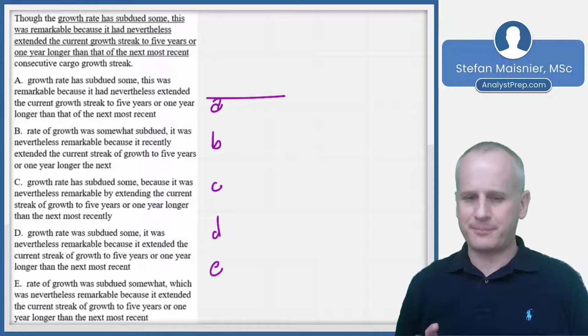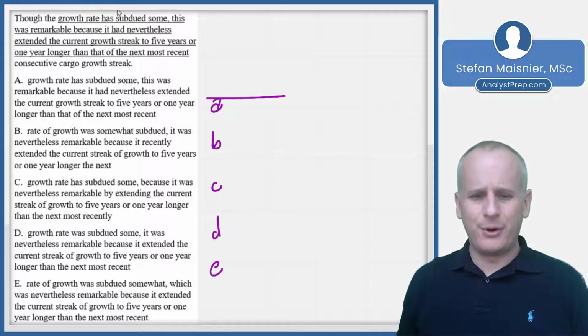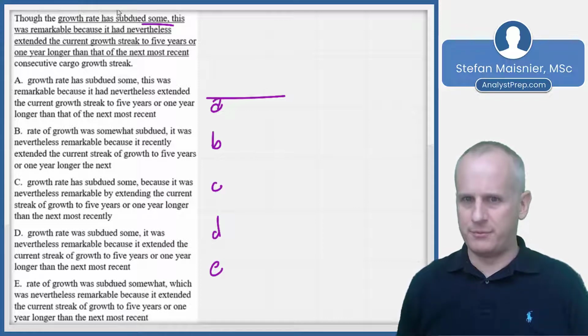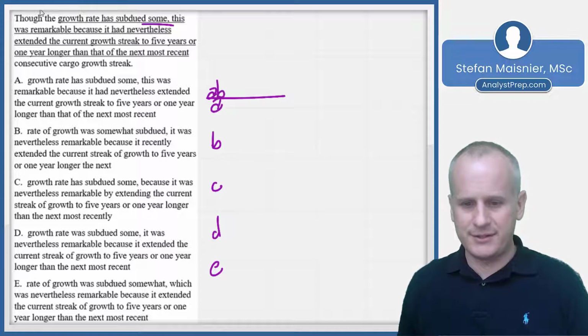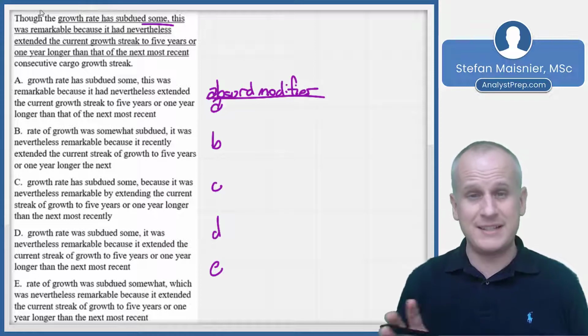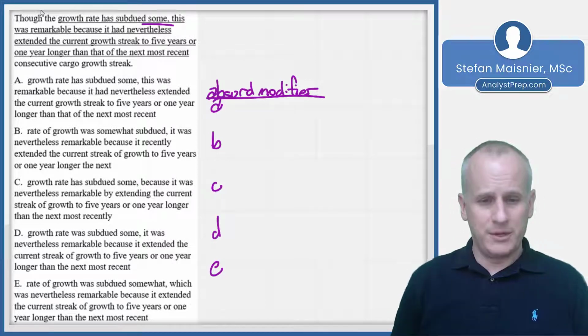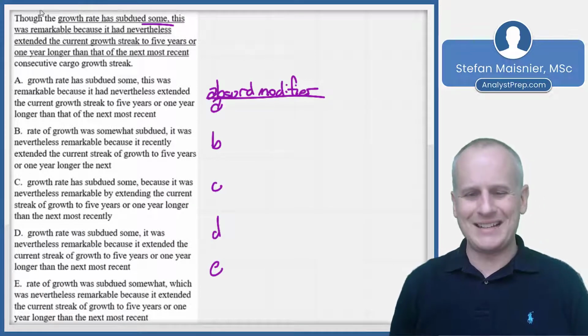Okay, so this may, quote unquote, sound okay, but the growth rate has subdued some. Well, "some" makes it sound like the growth rate has actually stopped someone from doing something, like a person, and that's literally an absurdity. So this would be an absurd modifier. But you have to be certain of it from a meaning perspective and not from the grammar. So let's say you don't see that one. We just keep going. So the growth rate has subdued some.